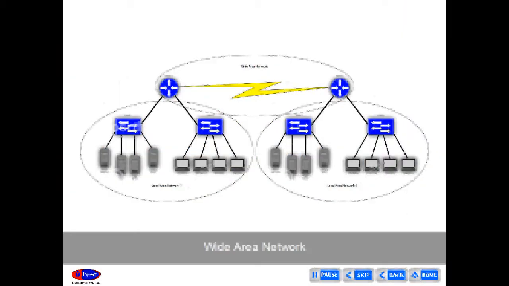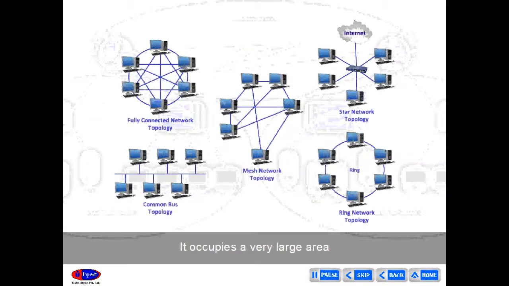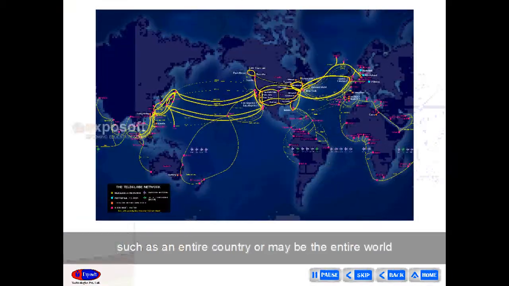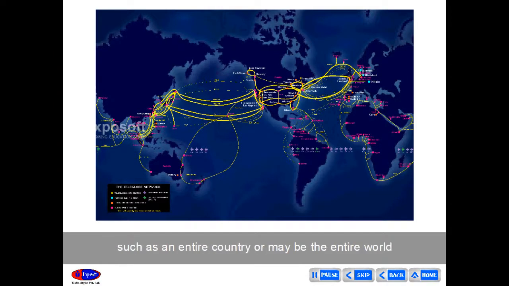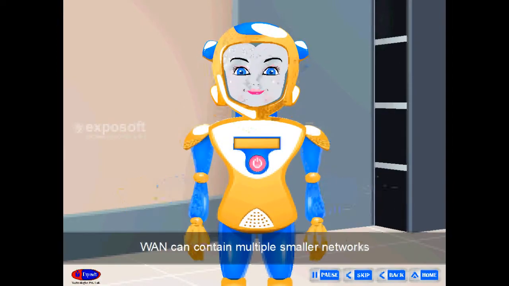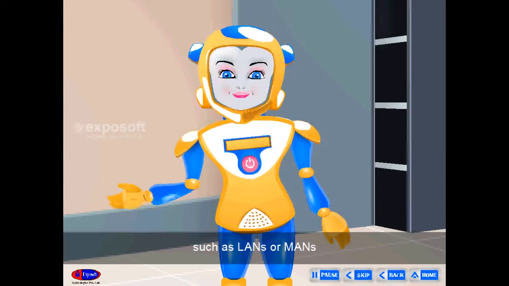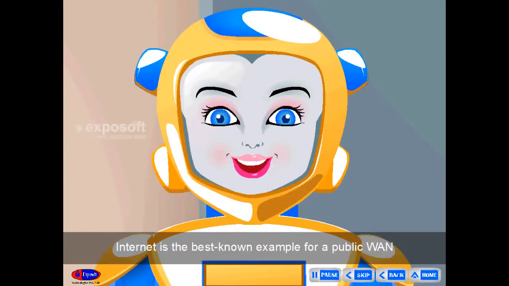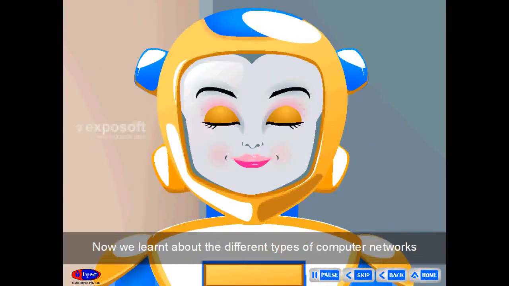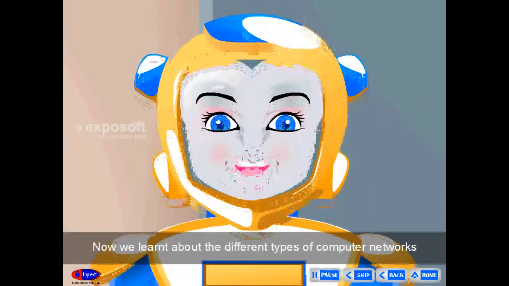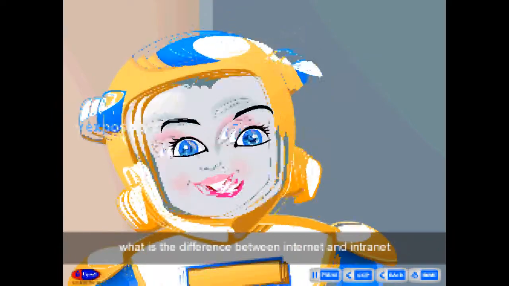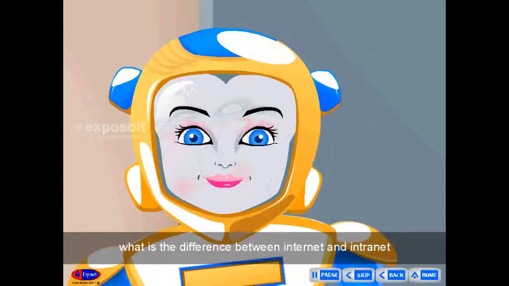WAN, Wide Area Network. It occupies a very large area such as an entire country or maybe the entire world. WAN can contain multiple smaller networks such as LANs or MANs. Internet is the best known example for a public WAN. Now, we learned about the different types of computer networks. And now, what is the difference between Internet and Intranet?